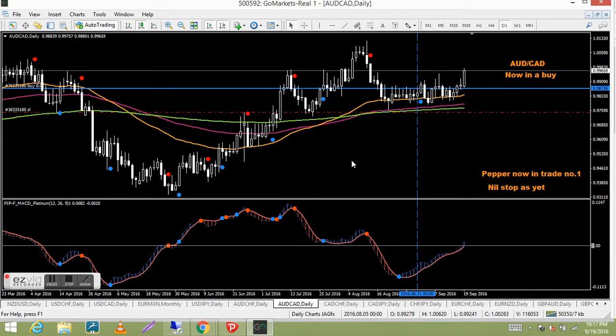Aussie Canadian, taken off. Well, I say taken off, it's exactly powered off. It's about 80 pips up at the moment, we're in a buy on both accounts. It's looking okay at the moment. Again, it's not a big move of this pair.